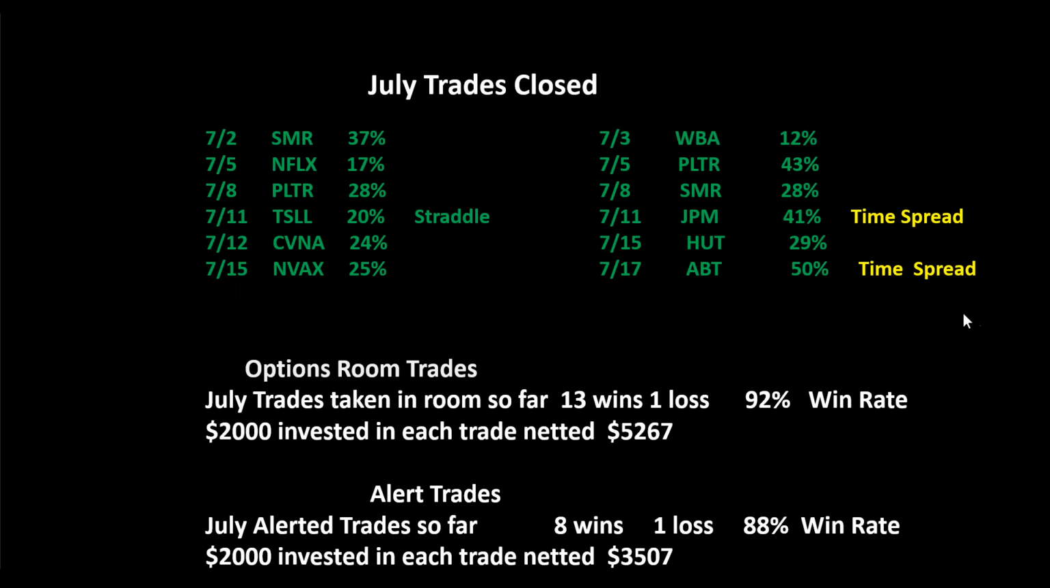And this was the July trades to date. We've got 13 and 1 so far this month. Not a lot of trades, as I said. We're halfway through the month and we've only done 14 trades. We're looking for only very high probability trade setups, but 92% win rate this month, 52.67 so far. Pretty nice. We can continue that through the rest of the month.